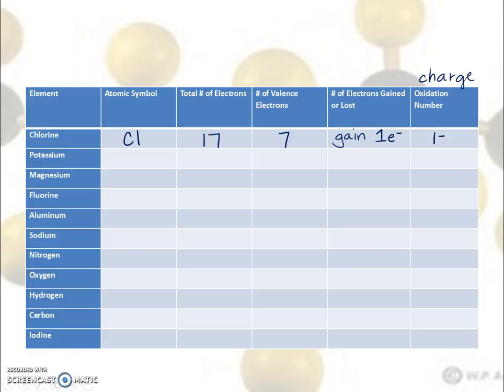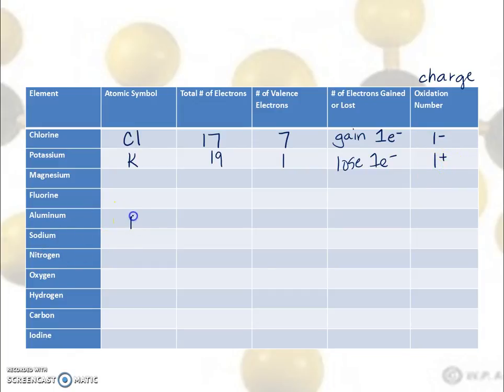Okay, let's look at potassium. Potassium is K. Its total number of electrons would be 19. The number of valence electrons would be 1. Would it be easier for potassium to gain a whole lot of electrons to be like krypton, or to get rid of that 1 electron to be like argon? Remember that atoms are lazy just like we are, so it's going to do whatever requires the least amount of work. So it's going to lose 1 electron. How do we know how many electrons it loses? It wants to lose all of its valence. So it's going to lose 1 electron, and it's going to end up with a +1 charge. I think you're getting the hang of it here.